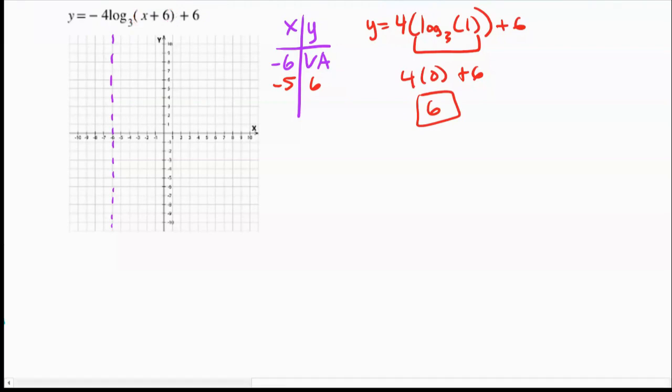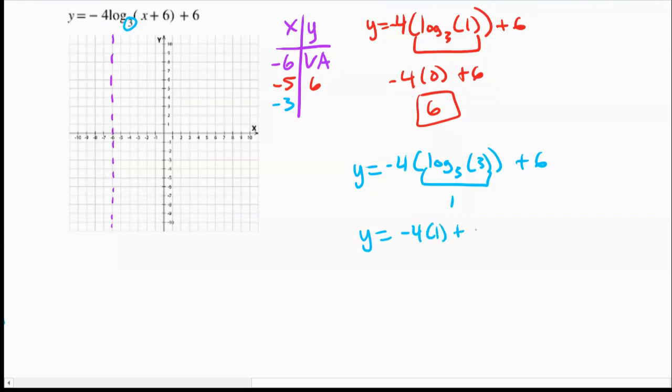The last x value I choose is whatever's going to match that base. So I'm going to plug in negative 3 so that I get the inside of the log to be equal to 3. Almost forgot, my first number here is negative 4. So negative 4 times log base 3 of 3, plus 6. I know this is 1. So y equals negative 4 times 1 plus 6, and then my y value is going to be 2.